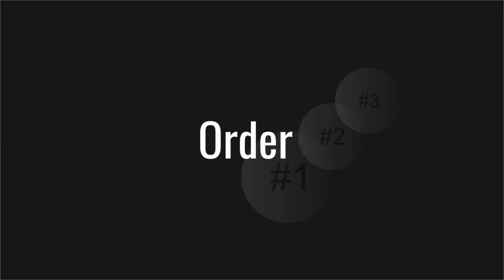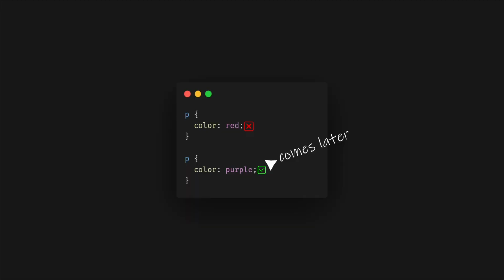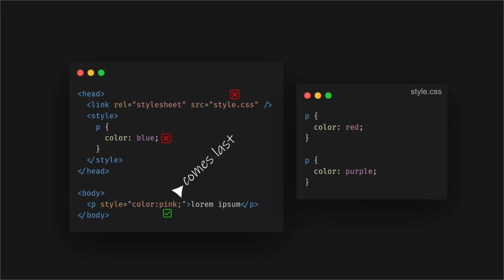The order is simply the position of the CSS rule. The rule that comes later overrides the one previously declared. Here, the color will be purple because purple comes after red. In this case, the color will be pink because the inline styles come after the style sheet and the internal CSS. Order only matters if the rules have the same specificity. Here, all are simple paragraph tags, which means they have the same specificity. However, when specificity changes, order becomes irrelevant.